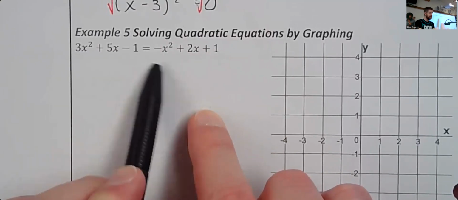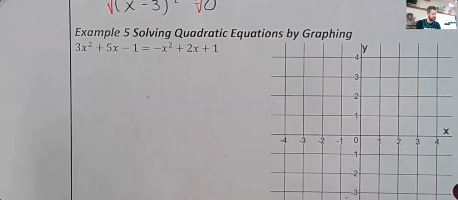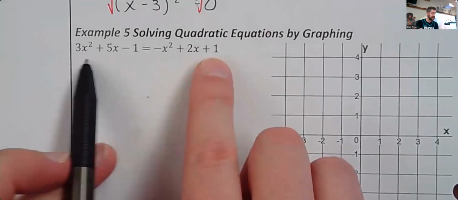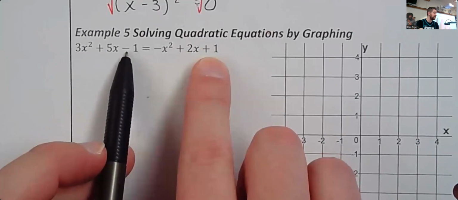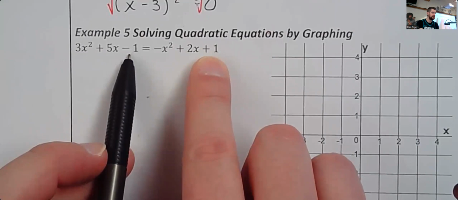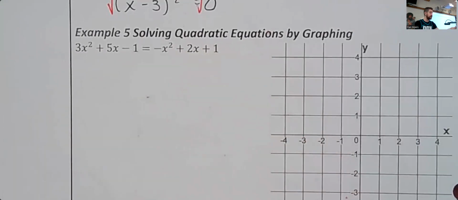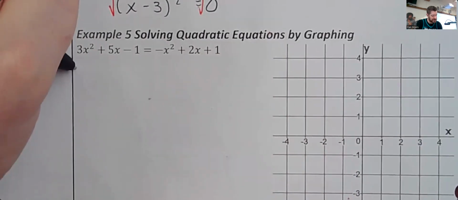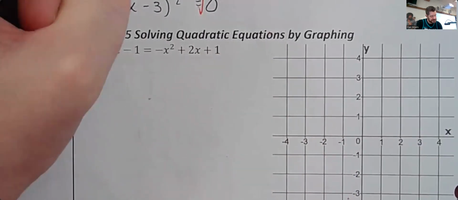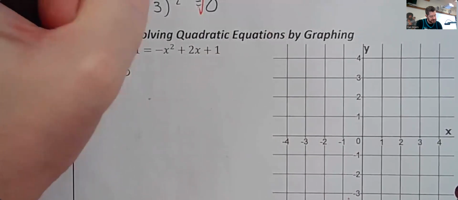So what we could do and what we're going to do is this. We're just going to set each of these things equal to y. And the reason for that is they're already equal to each other. And so if they're equal to each other, they would also be equal to something that is the same between them, which would be y, which would allow us to graph them separately as two different parabolas, just to see if those parabolas do in fact intersect. So we're going to say y equals 3x squared plus 5x minus 1.